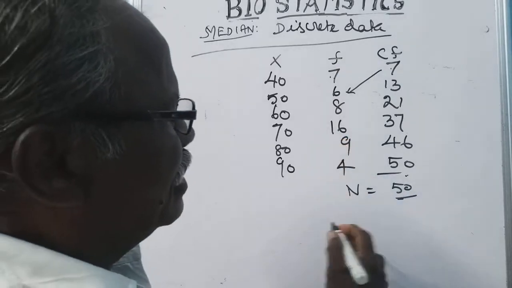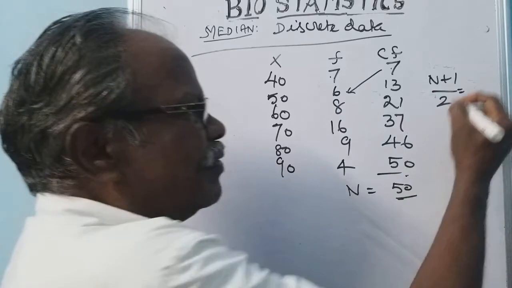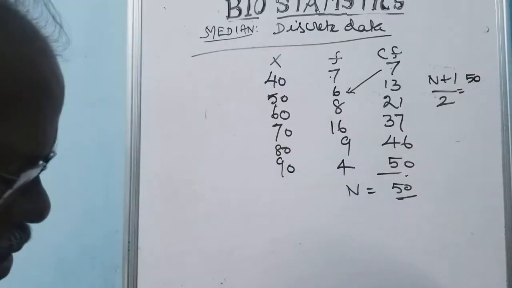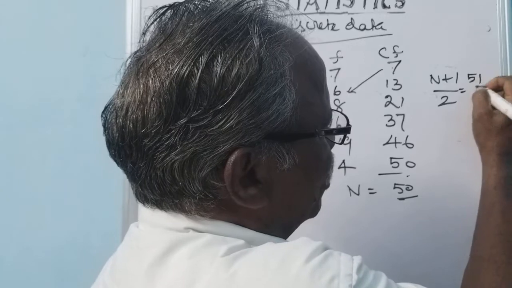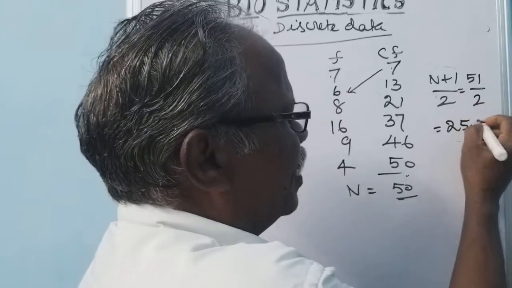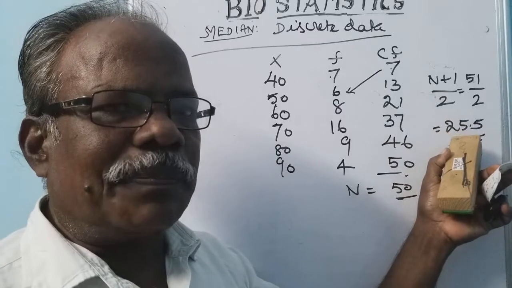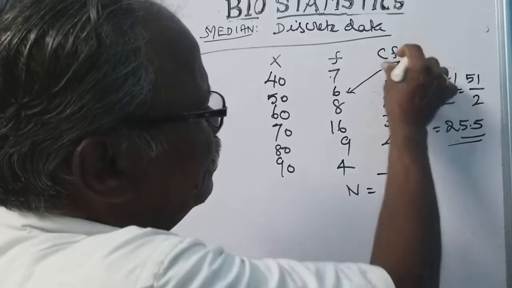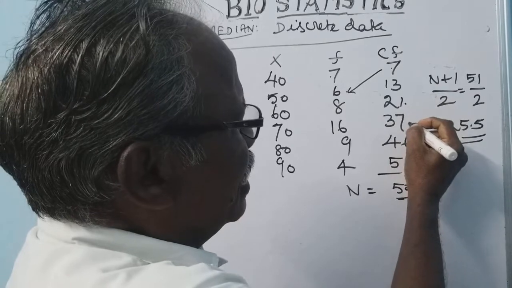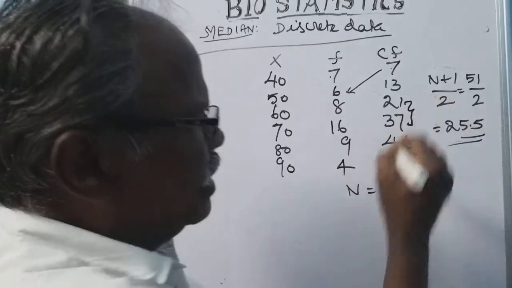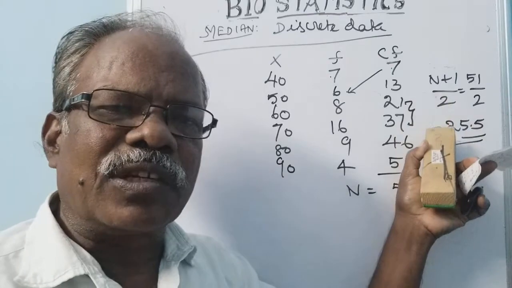Now, what is the median for this? It is (n plus 1) by 2, where n, the cumulative frequency, is 50. So 50 plus 1, that is 51, by 2 is equal to 25.5. So the median will occur at the 25.5th place. Here we have to see where 25.5 fits in the cumulative frequency. It is 21 and here it is 37, so 25.5 is in between the 21 and 37 cumulative frequency.